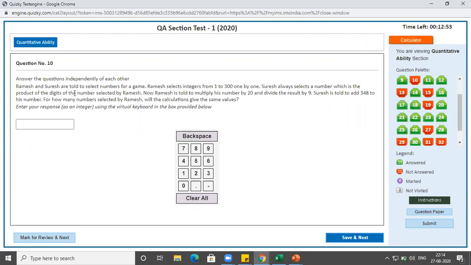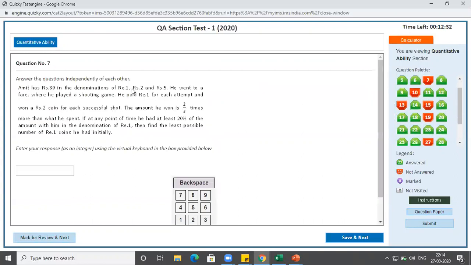Okay, Ramesh and Suresh are told to select numbers for a game. Ramesh selects integers from 1 to 300 one by one. Suresh always selects a number which is the product of the digits of the number selected by Ramesh. Now Ramesh is told to multiply his number by 20 and divide the result by 9. So it's just to add 3, 4, how many numbers? Counting का सवाल है. It's going to take some effort later. ये बहुत सारे numbers हैं. Round 3 में check करेंगे इसको.